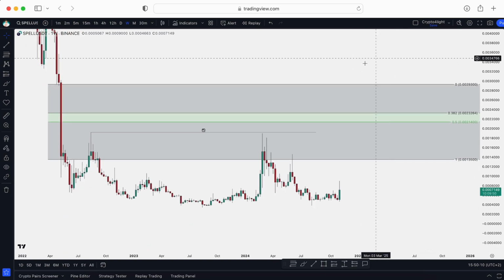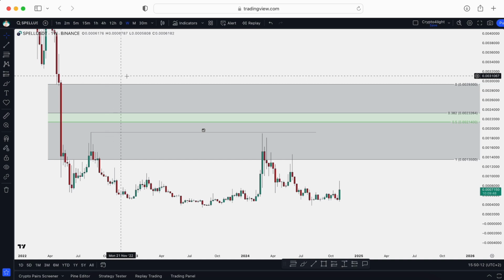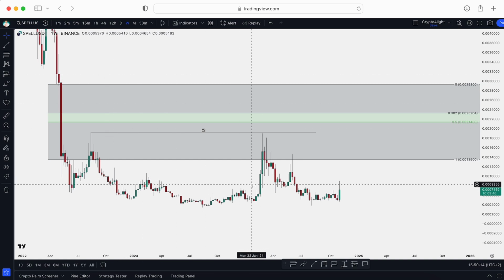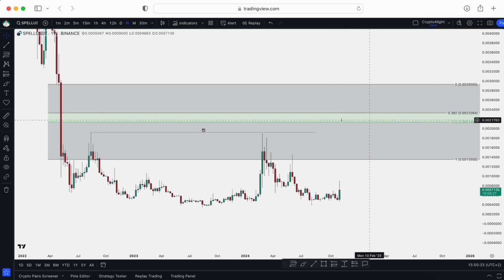The main local zone for Spell I shared, I don't know, remember here, at the beginning of this year, I guess. And we didn't test the 0.5 level. I mean, this is a monthly gap. So the monthly gap will be the first trouble zone, and 0.5 is at 0.2021. So anyway, sooner or later we're gonna test this area. Next one 0.2023 and 0.2029.